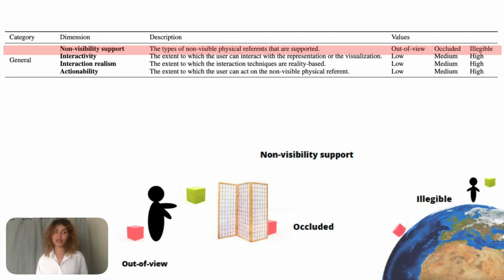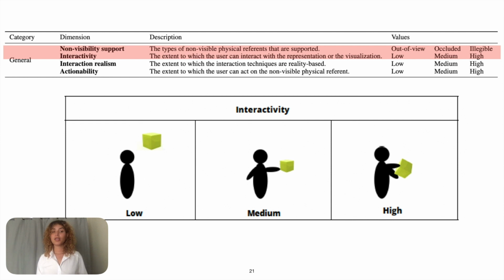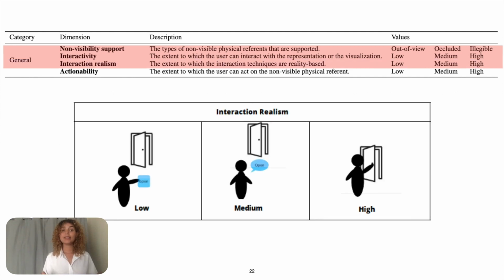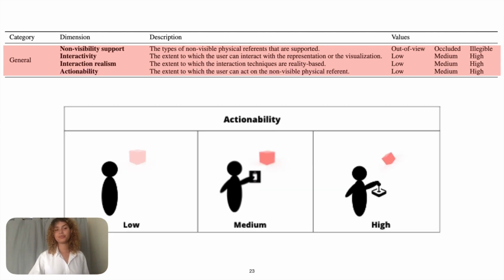First, the general category. So the non-visibility support refers to the types of non-visible physical reference that are supported. Interactivity refers to the extent to which the user can interact with the representation or visualization. The interaction realism refers to the extent to which the interaction techniques are reality-based. And actionability refers to the extent to which the user can act on the non-visible physical reference.